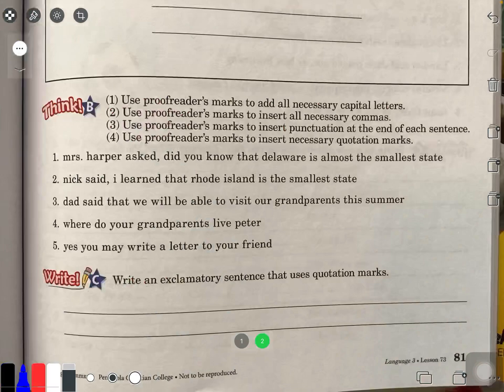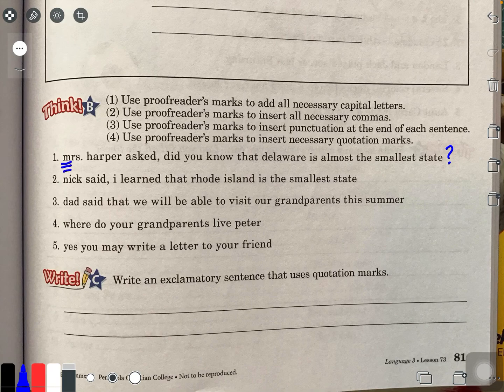So she's asking a question, right? So at the end, I need to put a question mark because she's asking a question. And I'm going to capitalize some letters here, like starting with Mrs., right? Harper, that's her name. And then since I'm in a speech bubble, right? When I'm in a speech bubble, everything inside the speech bubble goes inside the quotation marks, but they have to start with a capital letter. Pretend that's Mrs. Harper. So I'm going to capitalize the D in did. And I'm also going to capitalize the D in Delaware because that's the name of a state.